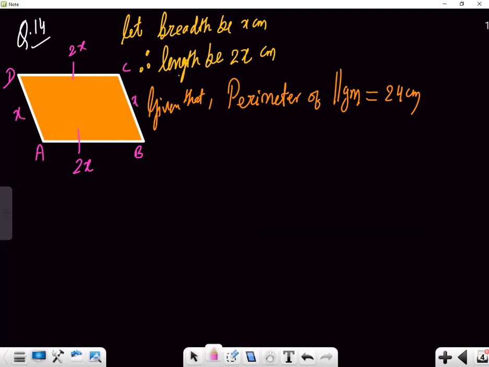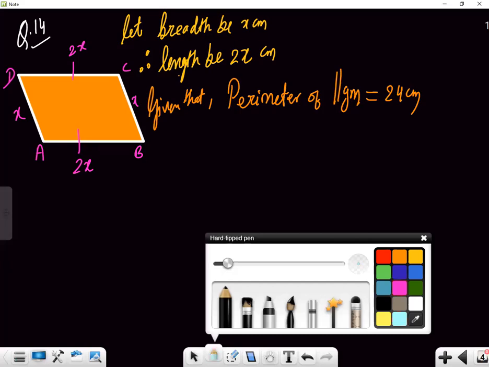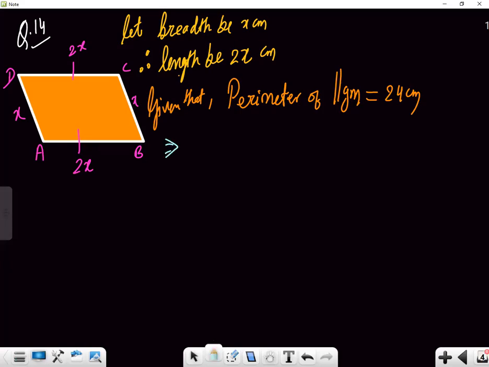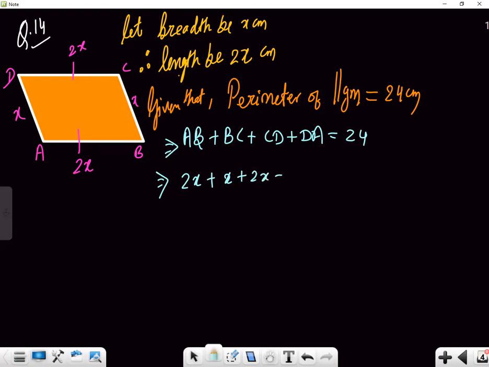Okay, now what you have to do, you have to just apply the formula of perimeter of parallelogram. So what is the formula here? AB plus BC plus CD plus DA, sum of all sides, is equal to 24. Now AB, what is the length of AB? 2x. What is the length of BC? BC is x. What is the length of CD? 2x. What is the length of DA? x. Equals to 24. So finally what you will get? 3x plus 3x, 6x equal to 24. So the value of x is 4.